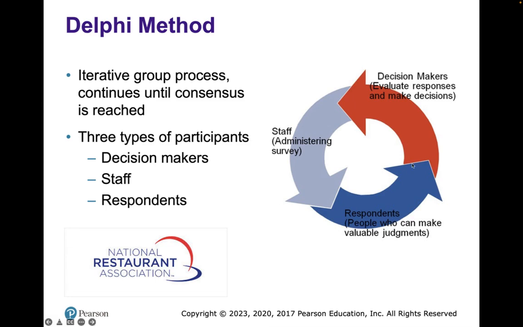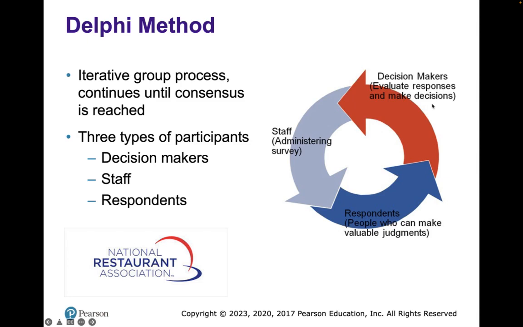And then what happens is all that information goes back to the decision makers, and they're going to evaluate the responses of all those chefs. And then they're going to say, okay, based off of all of those surveys, we see the top 10 food trends. Okay, so that's an example of using a Delphi method. And the advantage of that is that there's no groupthink involved.